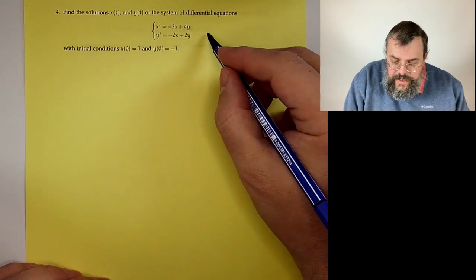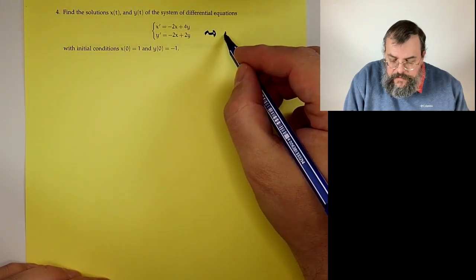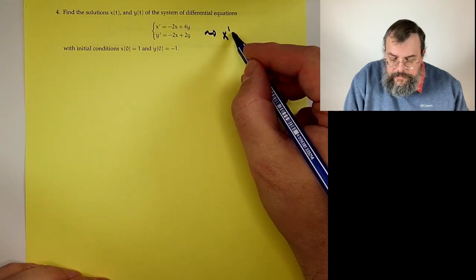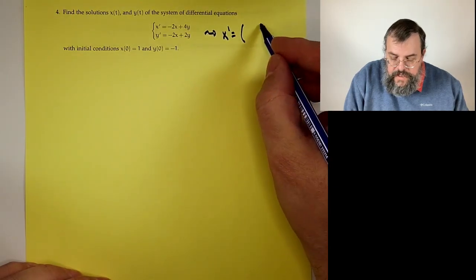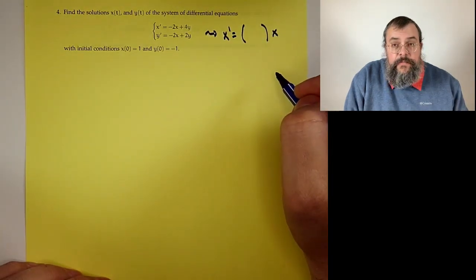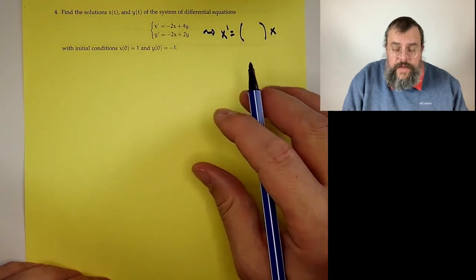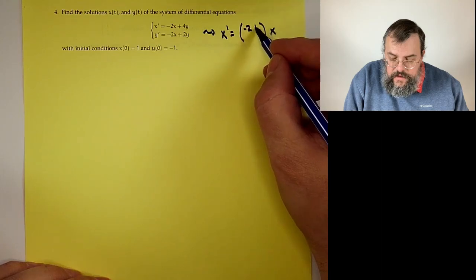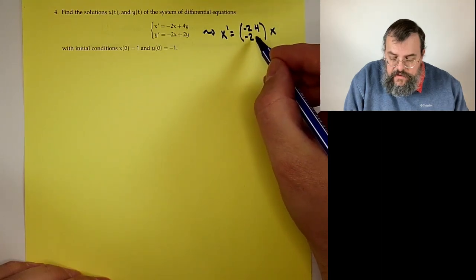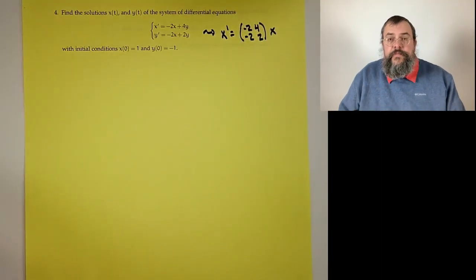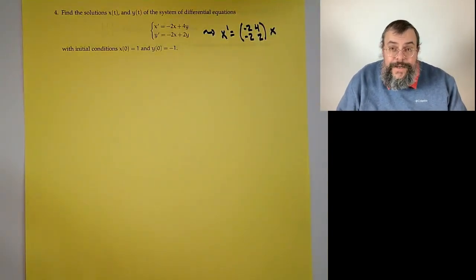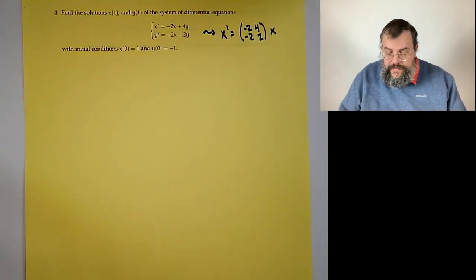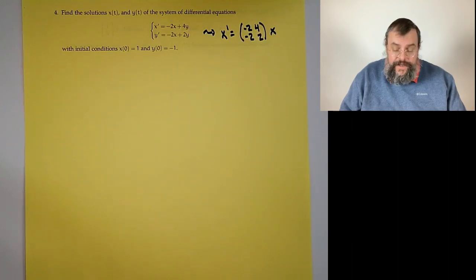So we're going to transform this problem into the following version. X prime equals some matrix times X, where, well, what's the matrix? The matrix corresponds to the coefficients. So -2, 4, -2, 2. All right, well, now the fun begins. So we got to find the eigenvalues.